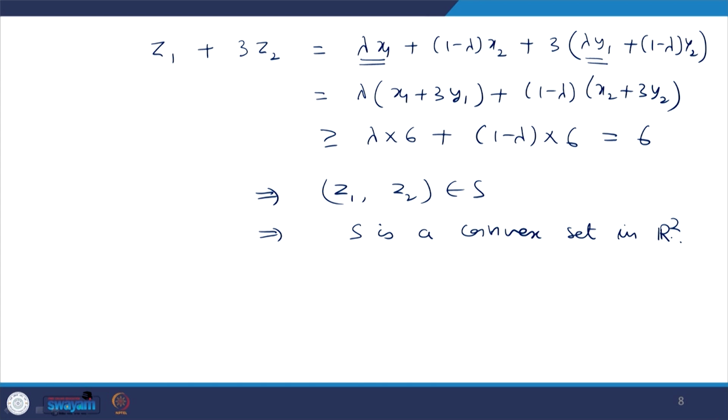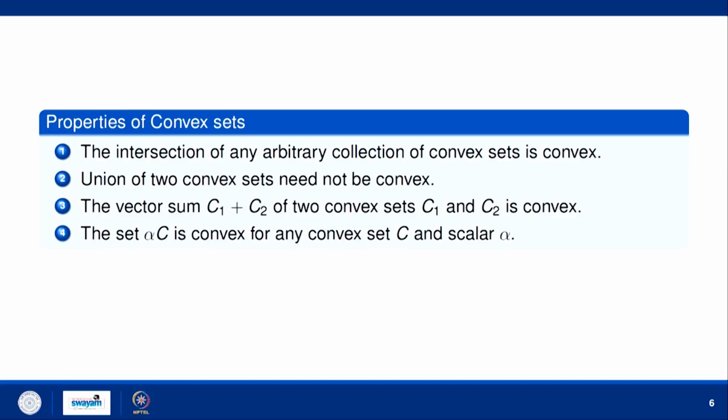So, in this way we can show analytically also that a given set is convex, and if you want to show that a given set is not convex, it is very simple. You try to give a counter example such that 2 points are in S, but their convex linear combination may not be in S for some lambda between 0 and 1. Okay. Now, these are a few properties of convex sets. The first property is the intersection of any arbitrary collection of convex sets is convex. So, we will see these properties one by one.